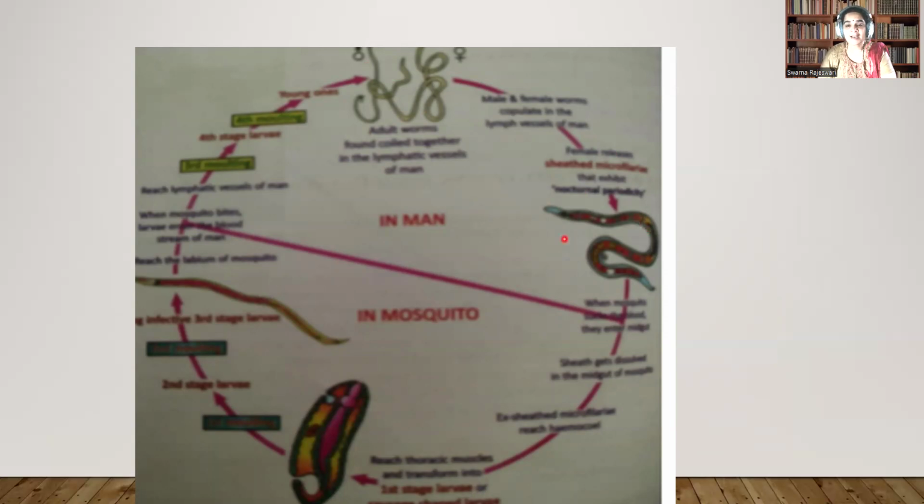And this microfilaria larva from the deeper blood vessels will be shedding its sheath and coming to the peripheral blood vessels. This shifting of the microfilaria larva from the deeper blood vessels to the peripheral blood vessels during the early morning hours, that is 3 a.m. to 4 a.m., is called nocturnal periodicity.